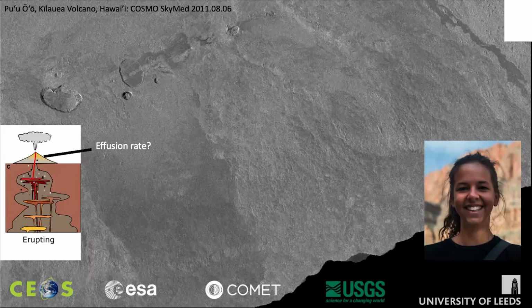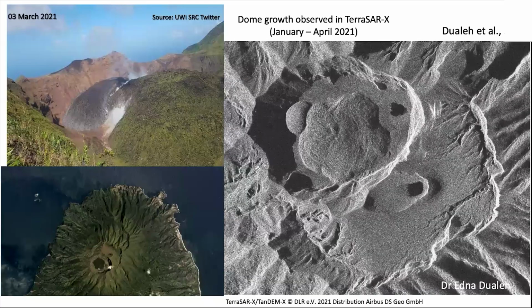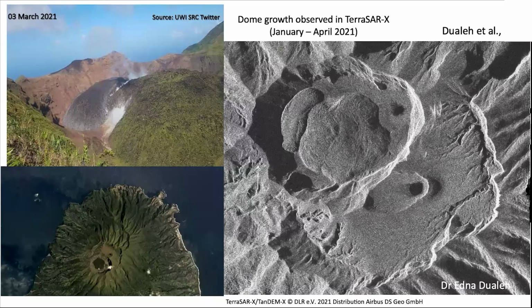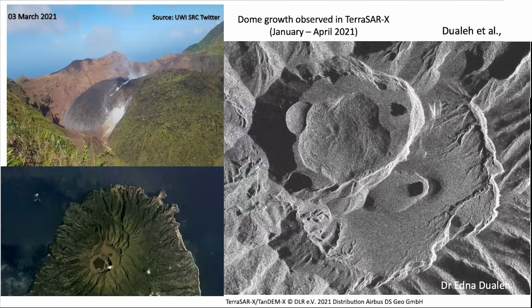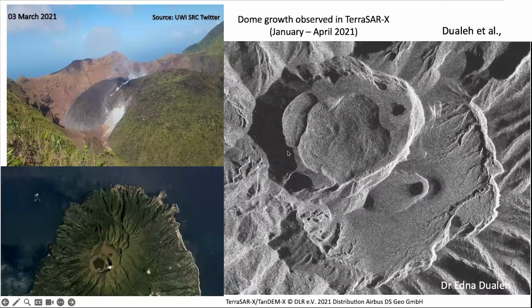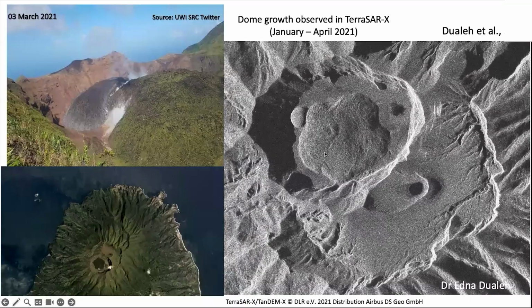So effusion rate is a critical parameter if you want to forecast the duration of an eruption. But it's quite difficult to measure because it requires someone being there in situ. It requires a clean line of sight for getting photographs of the dome growing, for example. So these are TerraSAR-X images that span a period of dome growth at St. Vincent, January to April 2021. You can see it growing there around the older pre-existing dome within the crater.